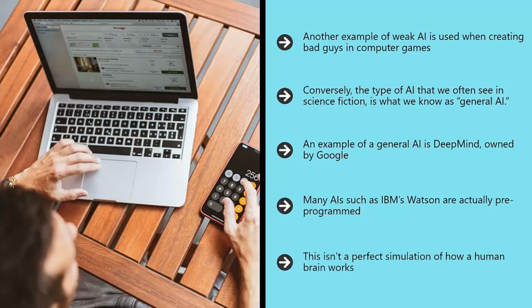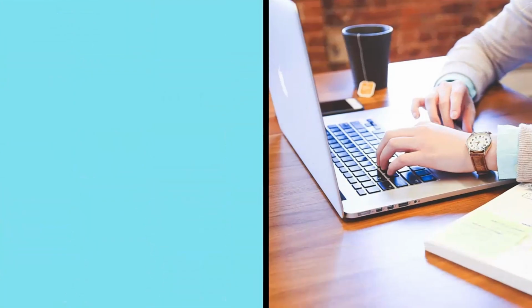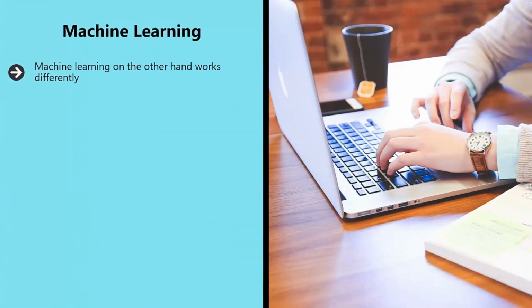This isn't a perfect simulation of how a human brain works. Cognitive behavioral psychology teaches us the importance of having internal dialogues and models for thinking. However, it is the closest thing we currently have to a true general intelligence. Machine learning, on the other hand, works differently. Machine learning utilizes huge data sets in order to gain surprising and almost frightening capabilities at times.